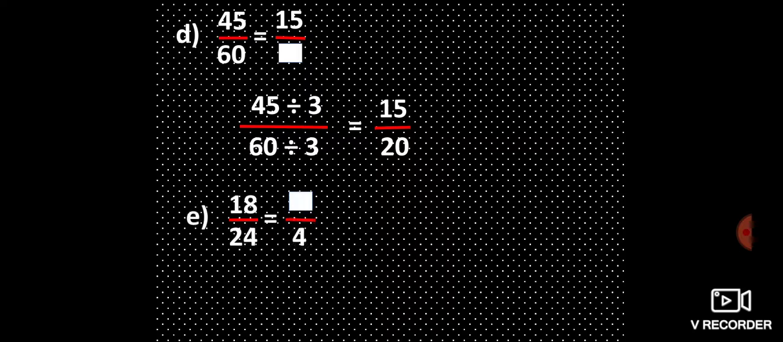Next E question. 18 by 24 equal to box by 4. 24 becomes 4. Here also we use division because the next denominator is a smaller number. Then in 24 how many 4? 6. So we divide the numerator and denominator with 6. 18 divided by 6 by 24 divided by 6. 18 divided by 6 is 3. Then 3 by 4. Okay.